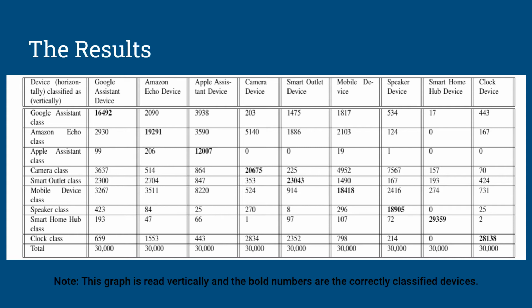This accurately classified 29,359 conversations out of the 30,000 conversations tested. You can also see the least accurate device was the Apple Assistant. This classified only 12,000 out of the 30,000 conversations tested correctly.